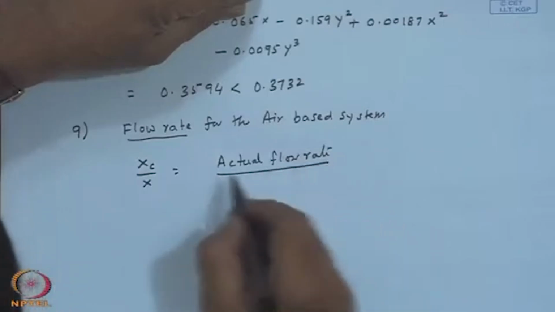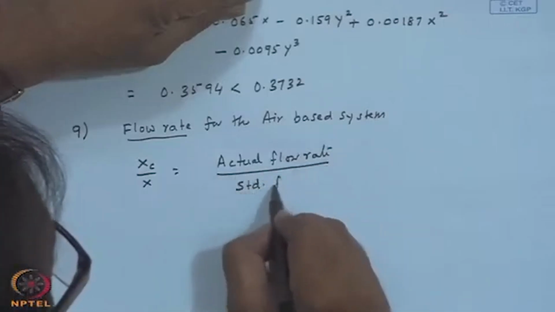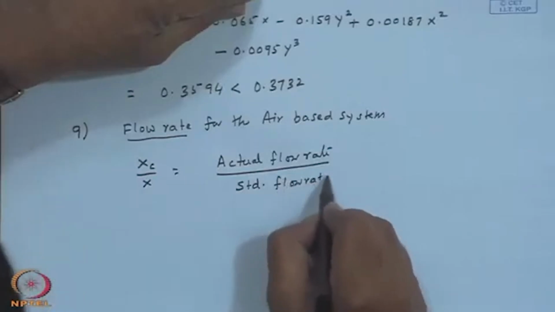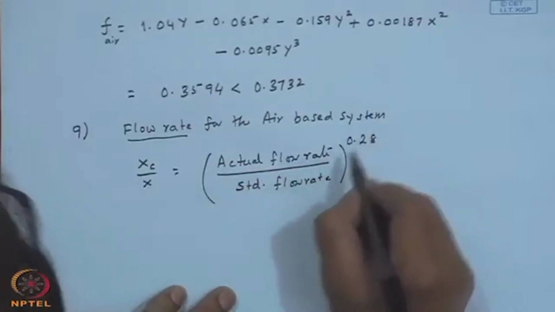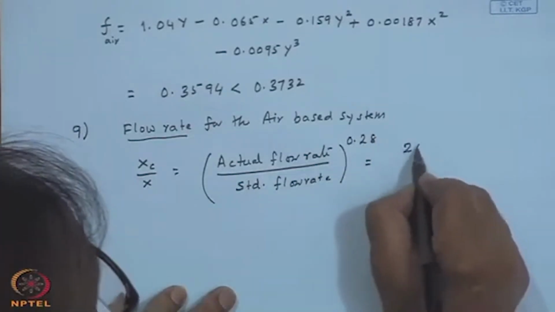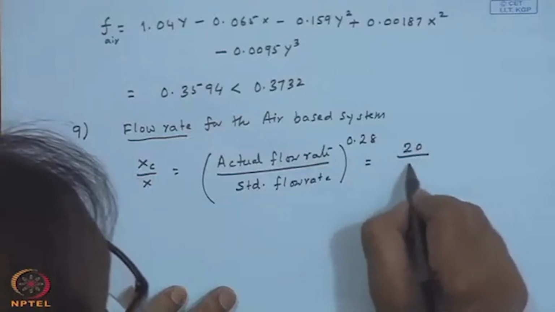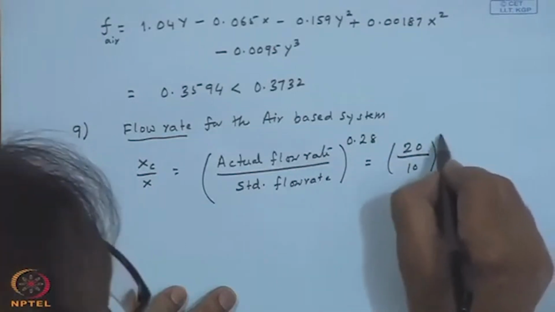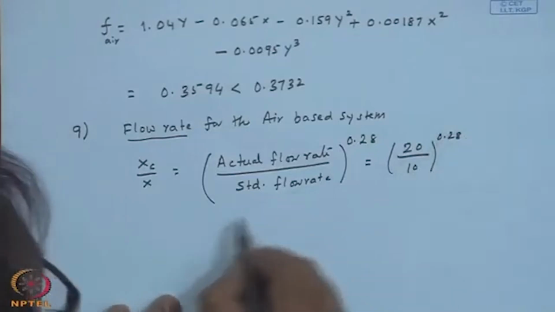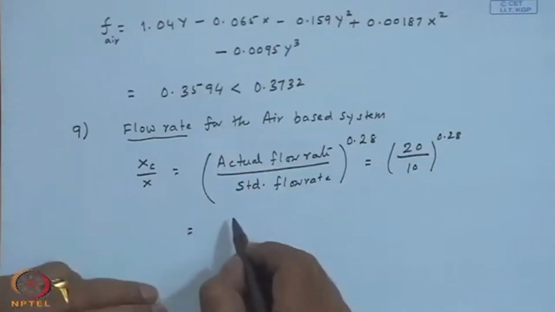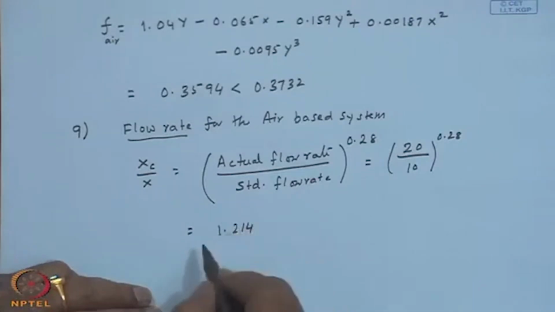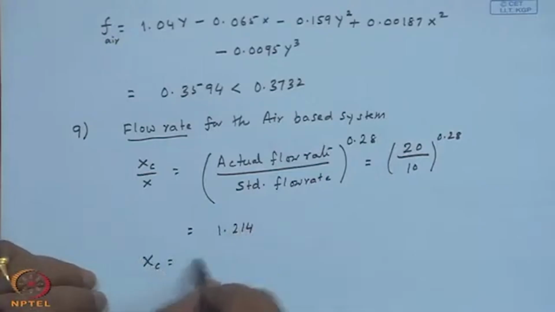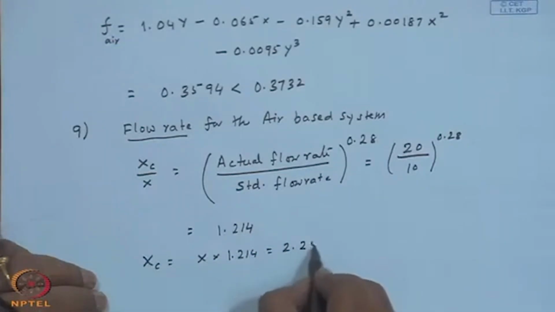by standard flow rate to the power 0.28. So, the standard flow rate is 10, and the actual flow rate is 20, to the power 0.28. That will be equal to 1.214. So, the corrected value of Xc will be X into 1.214, which will be 2.25.